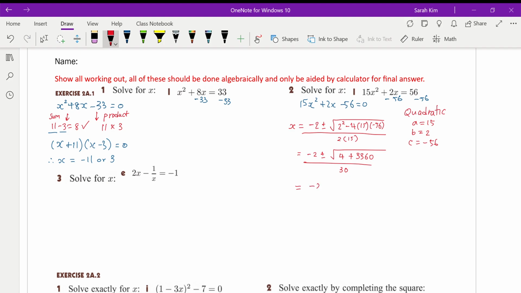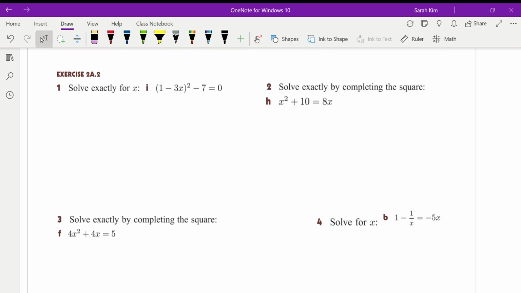Which is minus 2 plus or minus the square root of that, which is 58, and then over 30. So my answer will be minus 2 plus 58 divided by 30, or minus 2 take 58 divided by 30, which is minus 2.